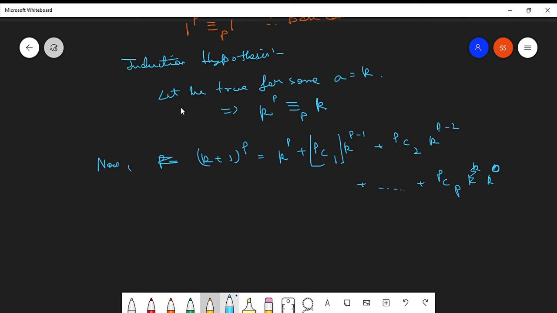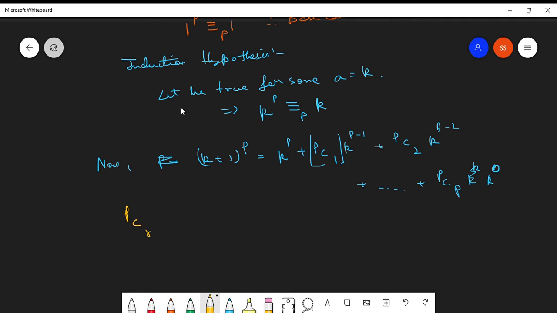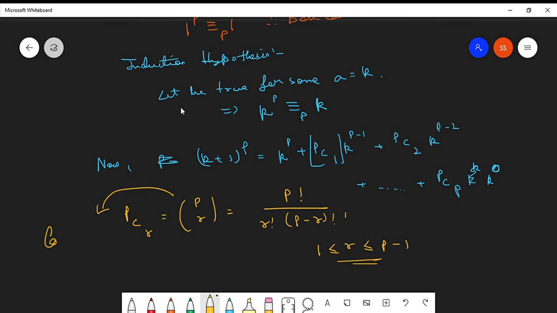Achha, what is this expression? pC1, pC2, and so on. So pCr, also written as this, represents the expression p factorial over r factorial into p minus r factorial. And the inequality which r must satisfy is that r must be greater than or equal to 1 and less than or equal to p minus 1. Clear? This is called the combination formula.